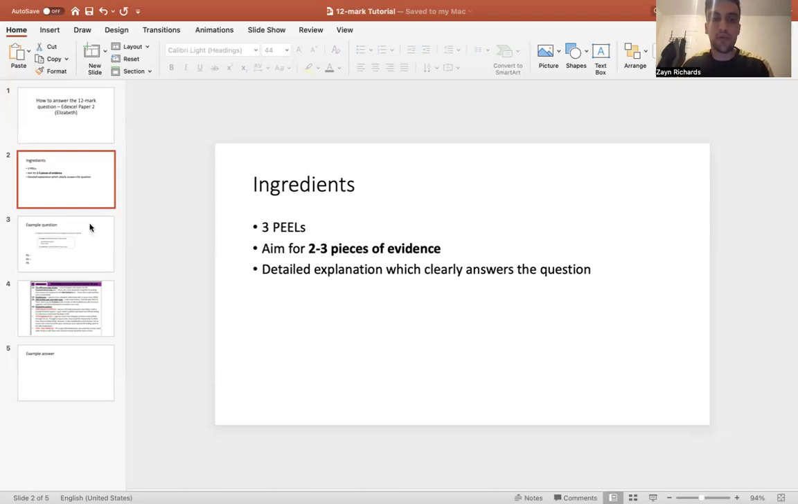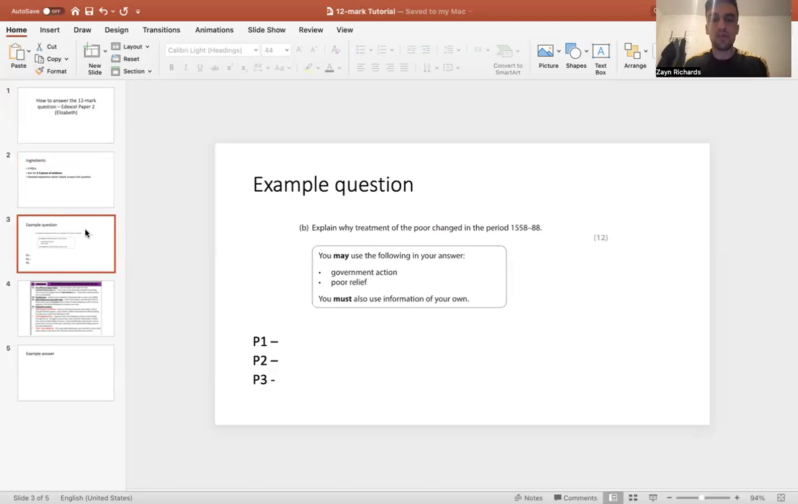So let's have a look at an example question. I'll talk you through what I would be doing when I first see the question, what points I would come up with, and then I will write one paragraph, maybe two if I've got time, which addresses the question. So this is the question that we're looking at. Explain why treatment of the poor changed in the period 1558 to 1588.